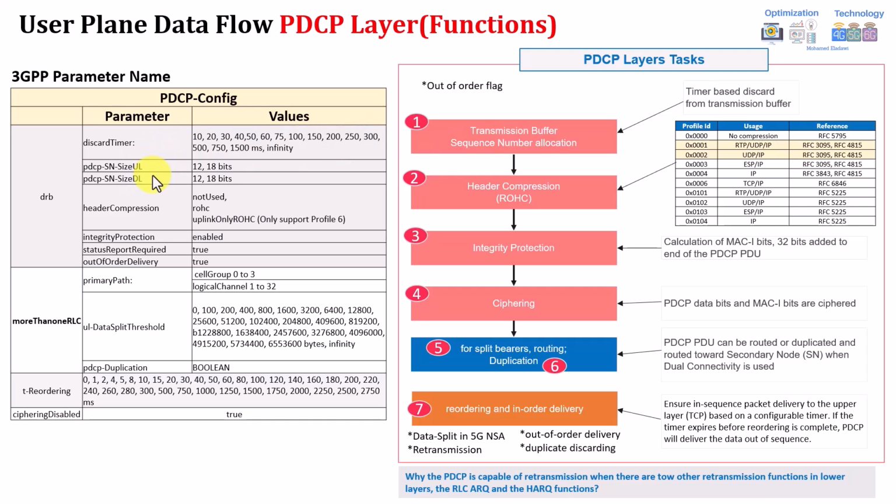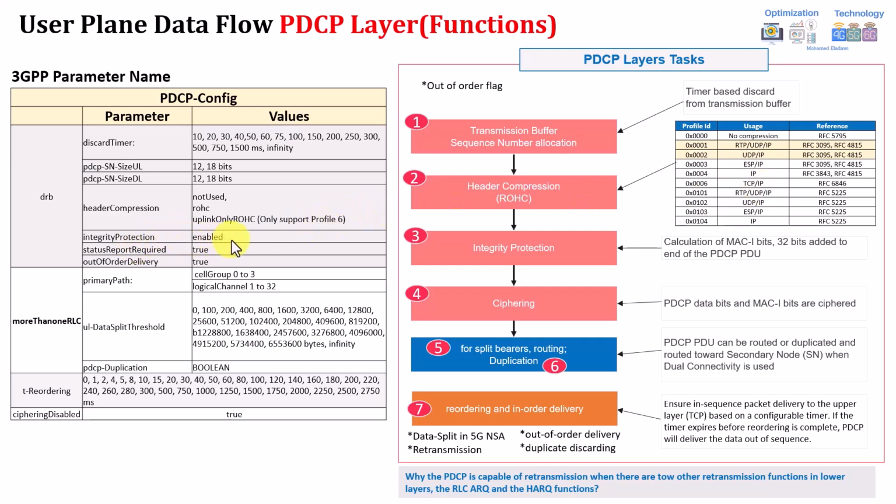This is related to the sequence number, whether it's 18 bits or 12 bits, and the header compression. It will highlight whether it's used or not used for uplink only. And in case it's used for uplink only, by the way, as per 3GPP, this means it will only support profile 6. All the other profiles cannot be supported, which is TCP/IP compression. Okay, so this is just a side note.